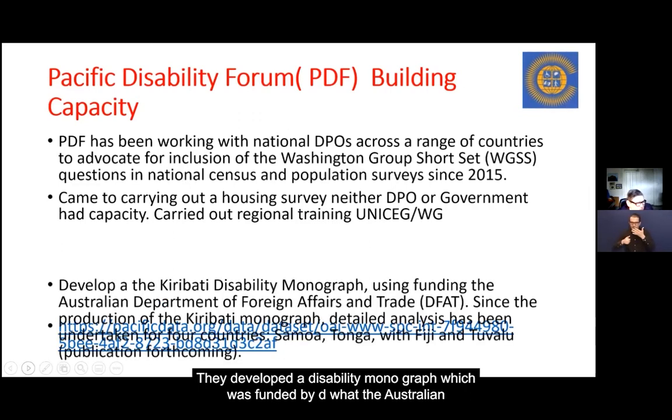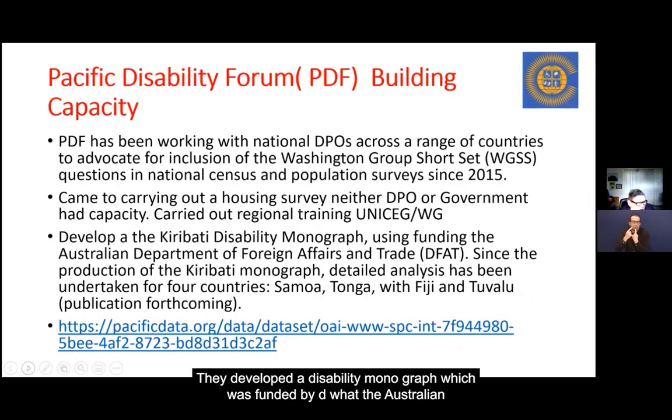They developed in Kiribati a disability monograph, which was funded by DFAT, the Australian Foreign Affairs and Trade Ministry. Since the production of the Kiribati monograph, detailed analysis has also been undertaken in 4 other small island countries, Samoa, Tonga, Fiji, and Tuvalu. So often the capacity isn't there to do this, and we have to work with government and other international agencies to build that capacity so that we can actually get the data.